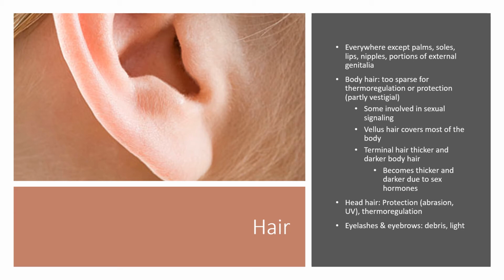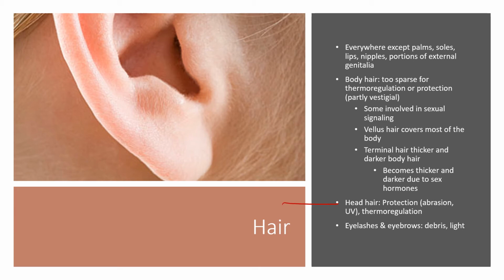Those types of hair where it's thicker and coarser, and frankly you can see it at all, is called terminal hair. This is thicker and darker body hair. It's the hair on your head, your eyebrows, your eyelashes, your axillary hair, your facial hair, your pubic hair. It becomes thicker and darker due to sex hormones.